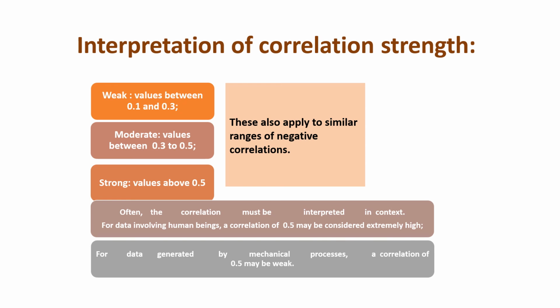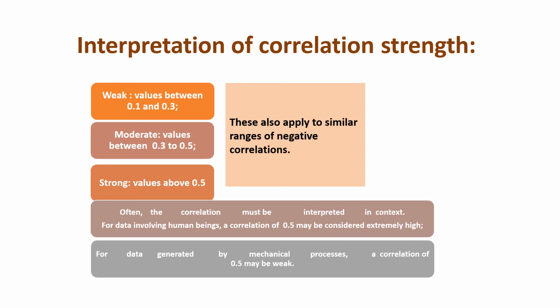And if the correlation value is above 0.5, we can say that we have a strong relationship between these two variables. These three, weak, moderate and strong, can also be applied to the negative case. If it is between minus 0.1 and minus 0.3, we can say that they have a weak negative relationship. If it is between minus 0.3 and minus 0.5, they have a moderate negative relationship. If the value is from minus 0.5 to minus 1, they have a strong negative relationship.